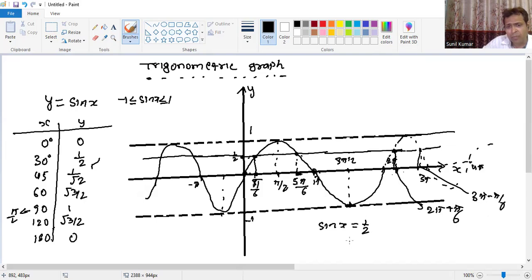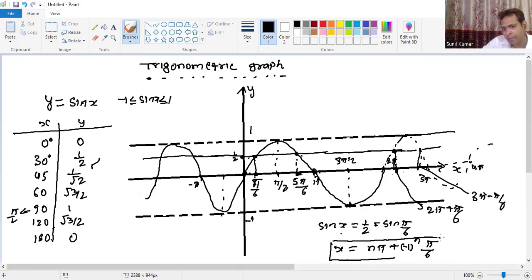And one more basic concept: we know that sine 180 minus pi by 6 is equal to sine pi by 6. Okay, so we have a relation here, x becomes n pi. We are getting 0 plus pi by 6, here pi minus pi by 6, here 2 pi plus pi by 6, here 3 pi minus pi by 6. So what we are getting is n pi plus minus 1 power n pi by 6. This is the general value for this. If we have sine x equal to 1 by 2, x will be like that.